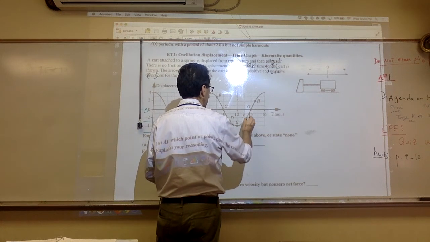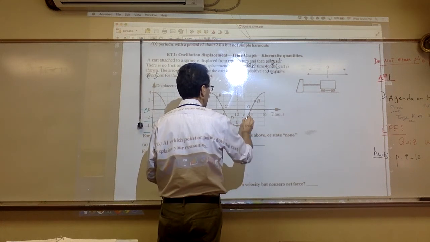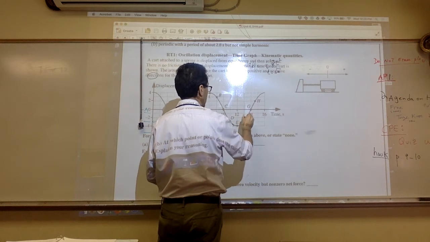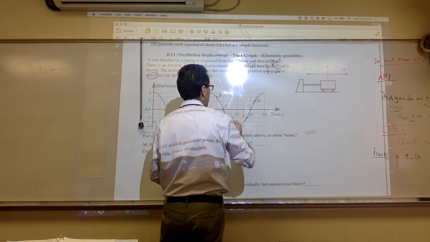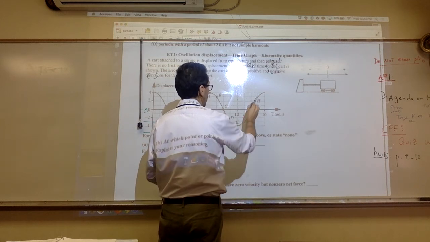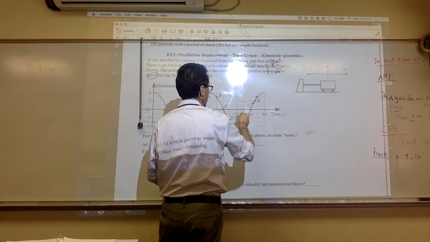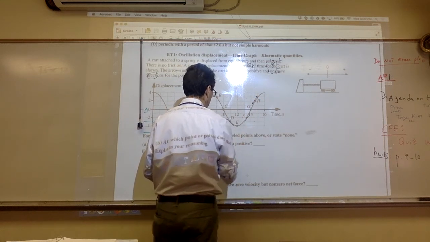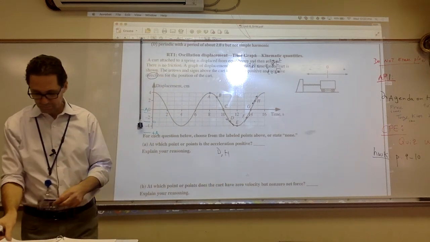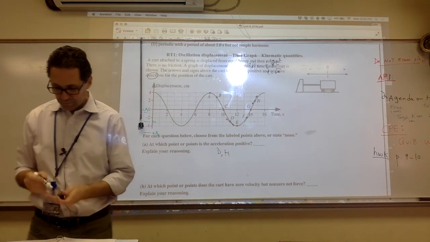At F, the velocity is positive, but so is the acceleration. The acceleration is going to be on the other side. So that's no good. And G, the acceleration is 0. At H, the velocity is positive. That's the slope of that tangent there. And the acceleration is negative down there, so it's D and H.